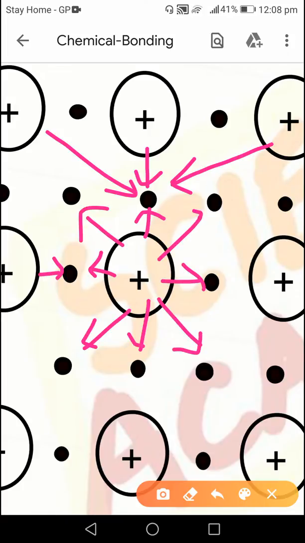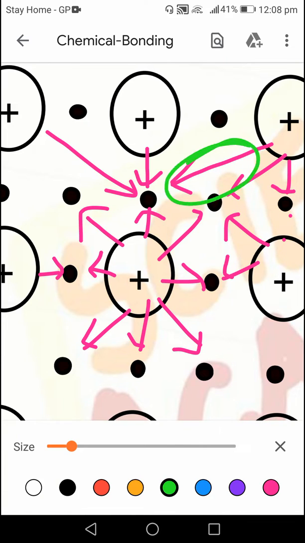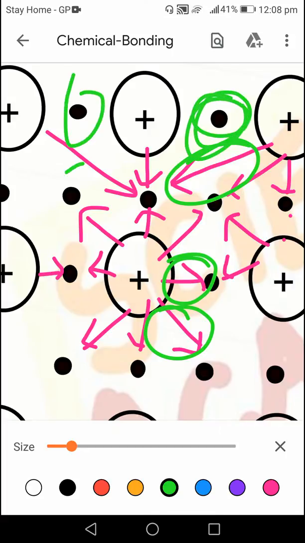All these attractive forces that we are drawing are what we call the metallic bond, and this is also an electrostatic force of attraction. Although this is strong, it is not as strong as the ionic bond. This is because the electrons here are free to move.